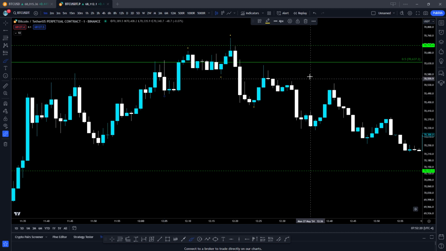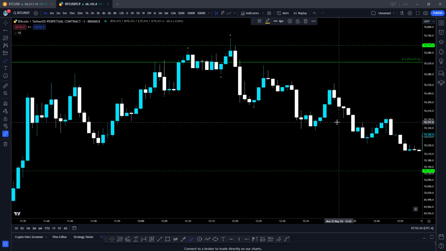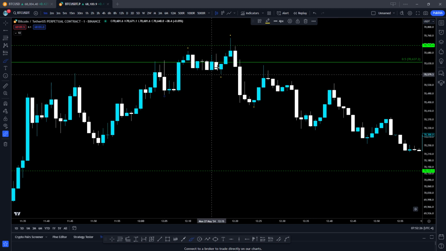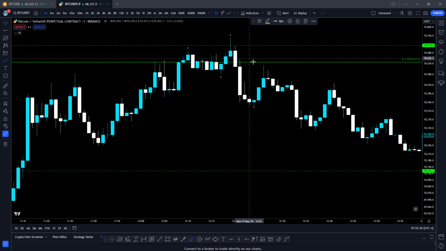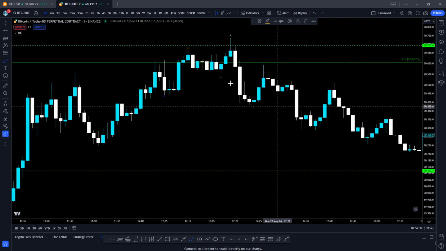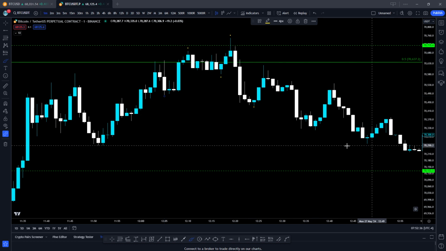Now, this is with the benefit of hindsight, but if we are anticipating the move to the upside, then we can anticipate that the price will then move to the downside.